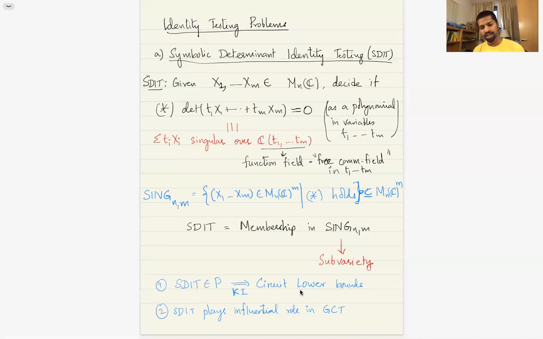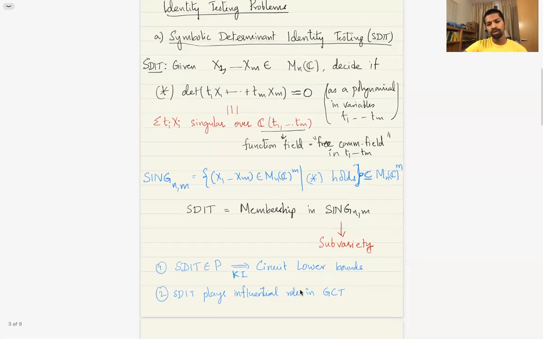Geometric complexity theory is yet again another approach to VP versus VNP, which is an algebraic analog of P versus NP. And the aim here, to summarize, would be to try and exploit the symmetries of the determinant and the permanent. And if you work yourself into this subject, you will start realizing that the symbolic determinant identity testing is actually a central problem even in this geometric complexity theory program. Okay, so that's about SDIT.